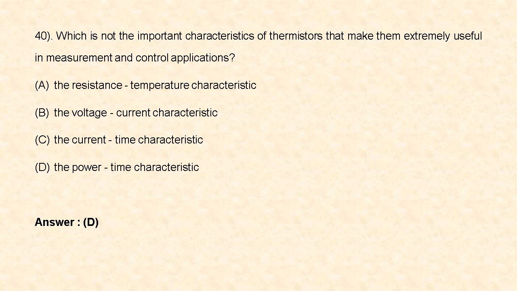Next question. Which is not the important characteristics of thermistors that make them extremely useful in measurement and control applications? Option A the resistance temperature characteristics, option B the voltage current characteristics, option C the current time characteristics, option D the power time characteristics. Here the power time characteristics is not the important characteristics in thermistor, all the other characteristics are important. So option D is correct.